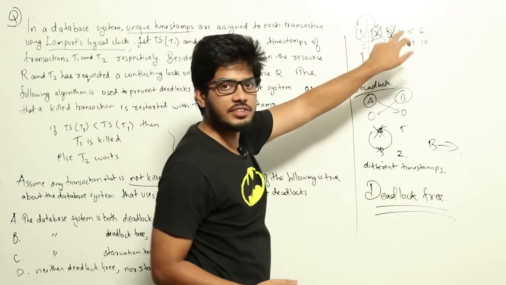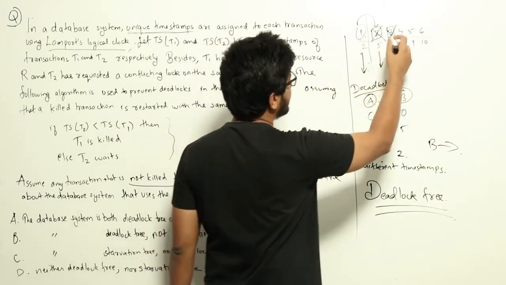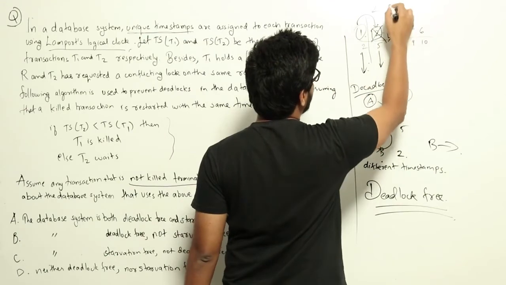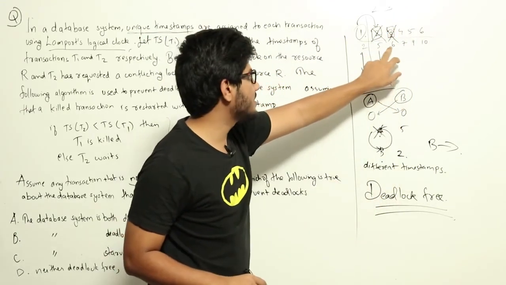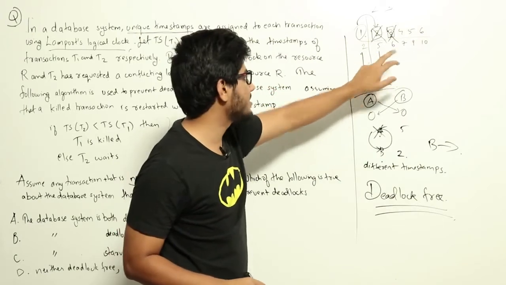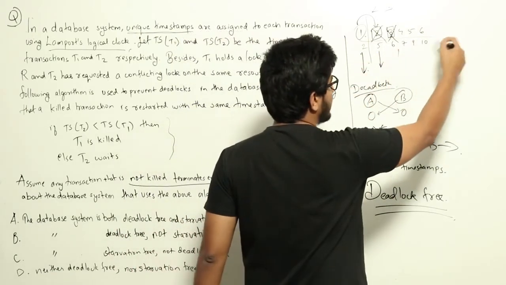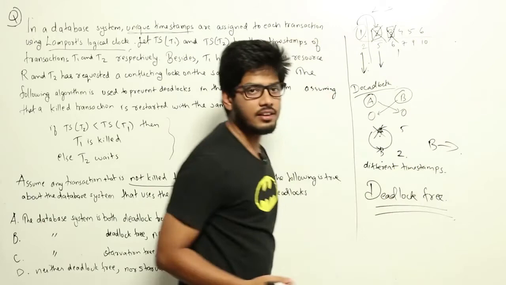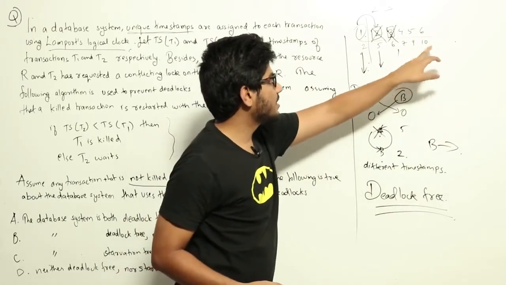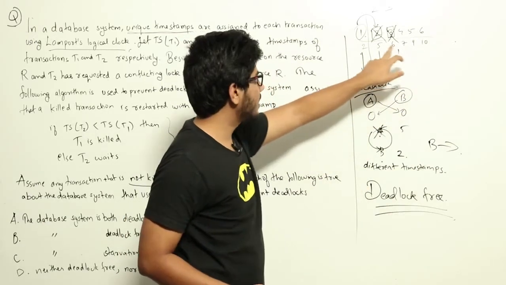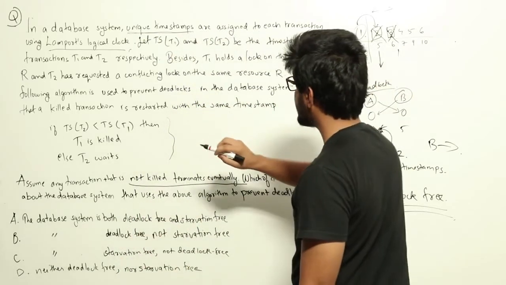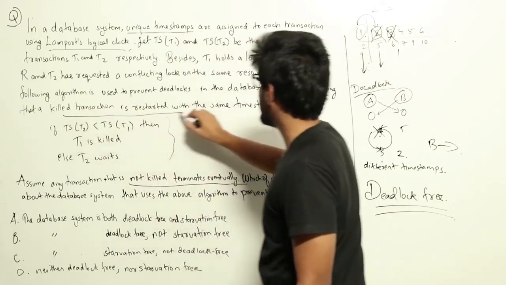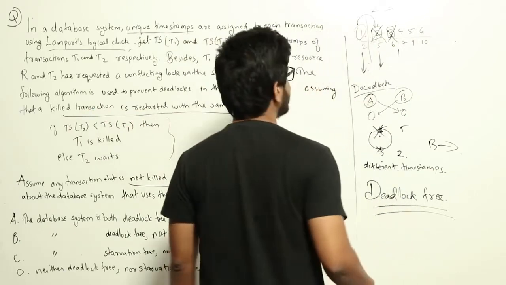So the processes which are killed will be restarted, 2 and 3. But when they are getting restarted, they will start with the same timestamp which they had previously, 5 and 6. They won't be starting with some timestamp at a later stage, like they won't be starting with a timestamp greater than 10 or something. They will start with the same timestamps only. This was given here in the question: a killed transaction is restarted with the same timestamp.